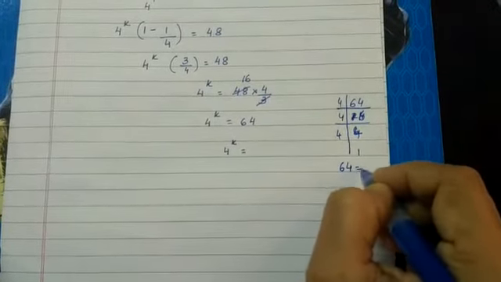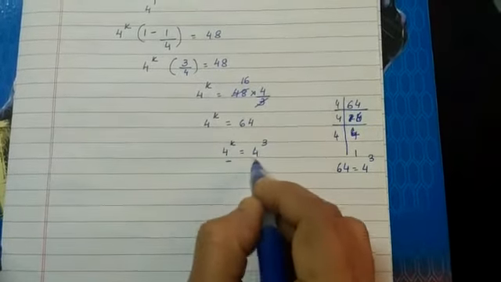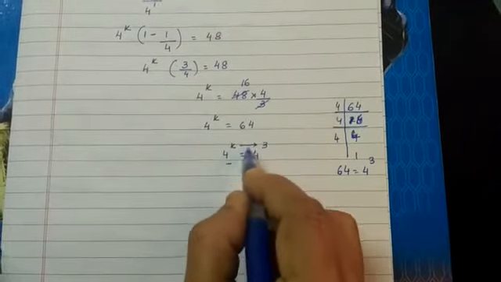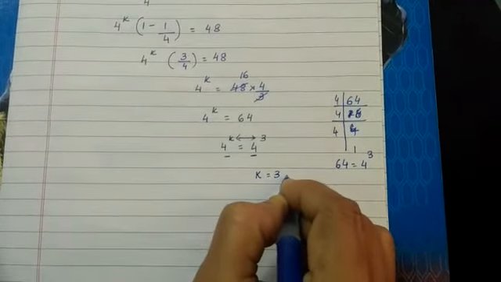64 can also be written as 4 cube. So 64 is 4 cube. Now the base has become the same. So what is k? Equate the powers. k is equal to 3. Hope you understood, children.